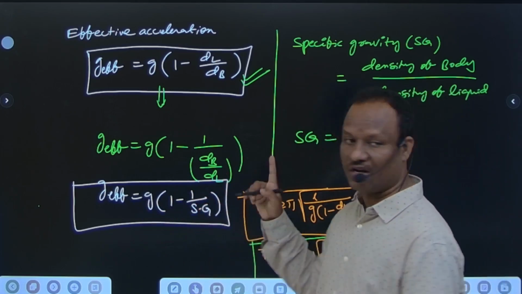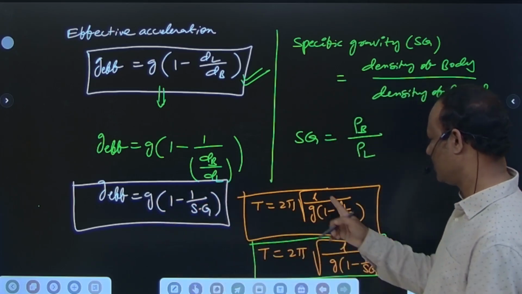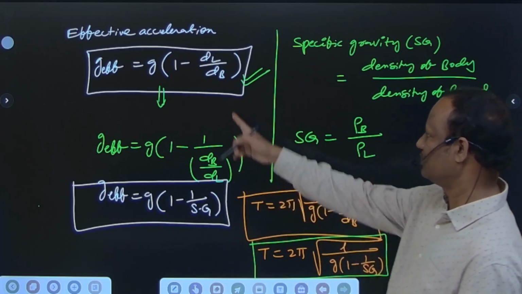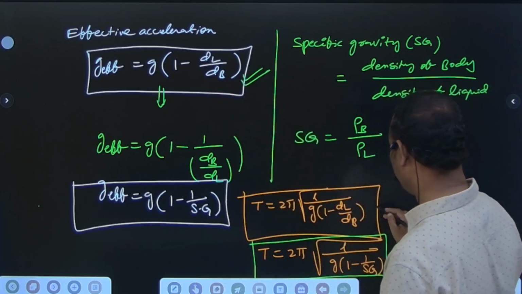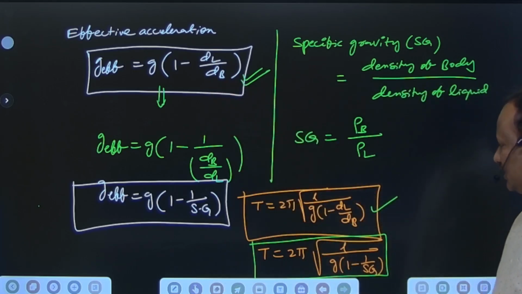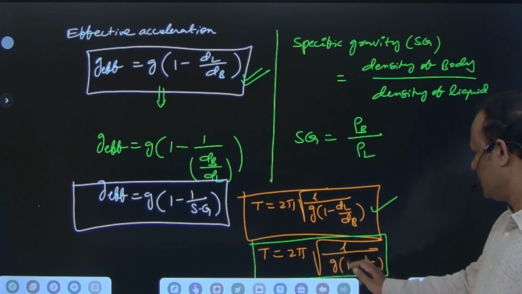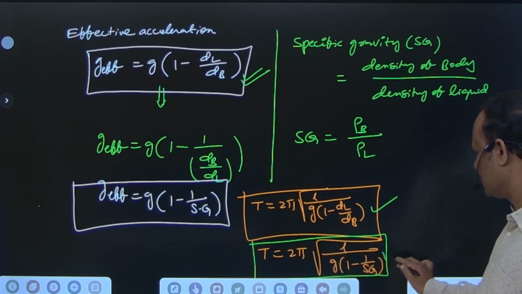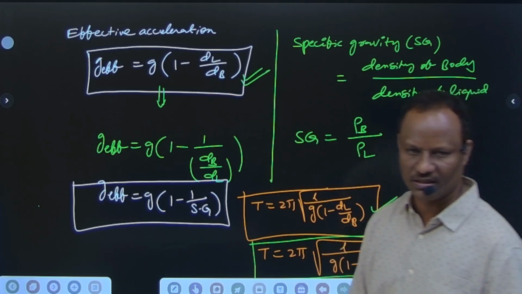What is the time period of oscillation? 2 pi under root of L by G effective. G effective means G times (1 minus density of liquid by density of body). T is equal to 2 pi under root of L by G times (1 minus 1 by specific gravity).